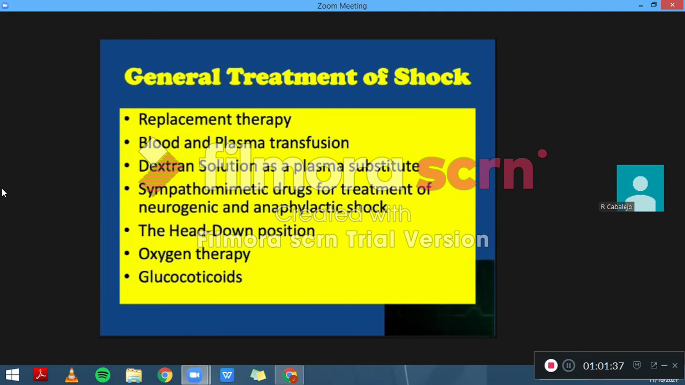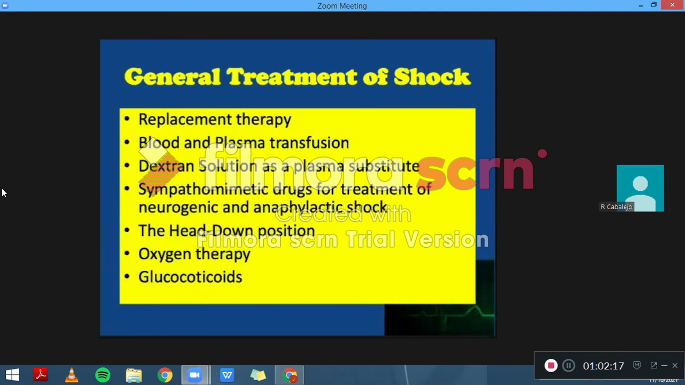You can also give sympathomimetic drugs, especially for neurogenic shock, wherein you have widespread loss of your vasomotor tone. So the drugs of choice there would be to increase your vasomotor tone. And then, of course, in anaphylactic shock, you can give your antihistamines. Supportive therapy also, you may put your patient in head down position or the Trendelenburg position, and then you give oxygen therapy if you have signs of oxygen desaturation. So it's not automatic to give oxygen. Check your oxygen saturation, probably if it's 95% or less, then you may start giving oxygen.